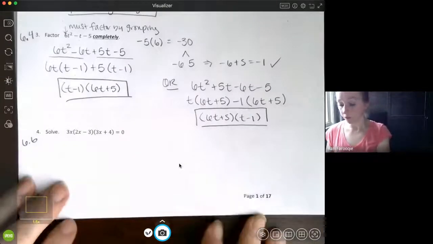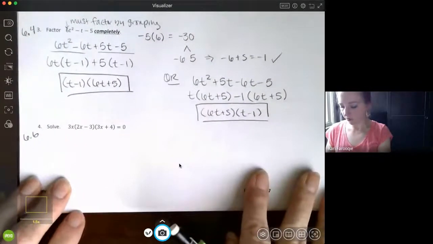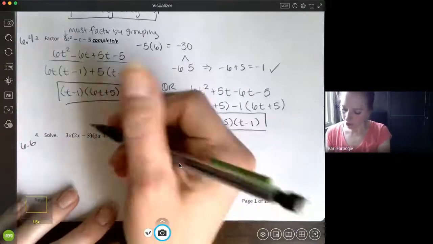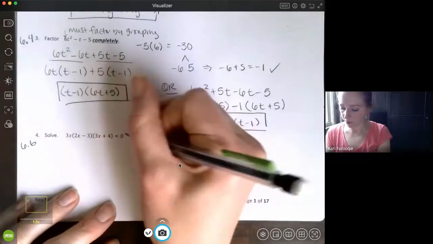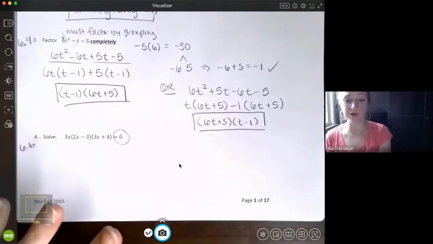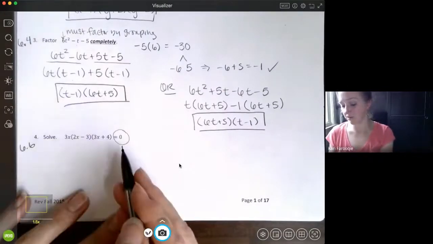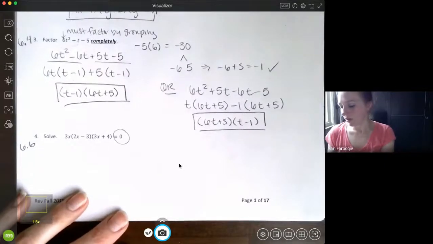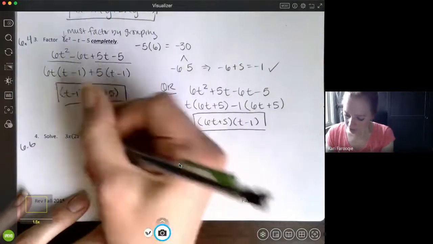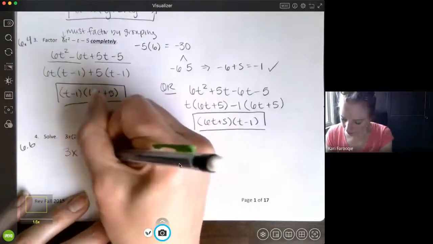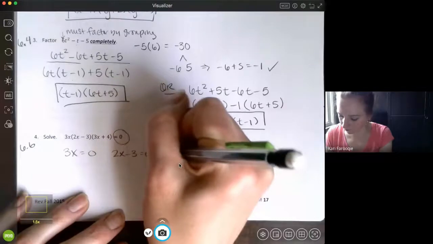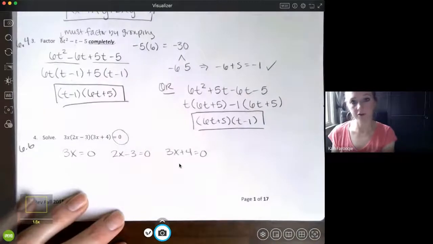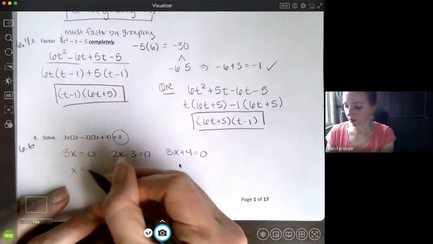Okay. Number 4. So this was solving a polynomial equation. We're going to use that 0 factor property. Now remember, you need the right-hand side to equal 0 in order to use the 0 factor property. If it doesn't equal 0, you're going to have to expand this out and get it set equal to 0. But in this case, as long as you have 0 on the right-hand side, you can take each factor and set it equal to 0, and then solve each one of these equations on its own.